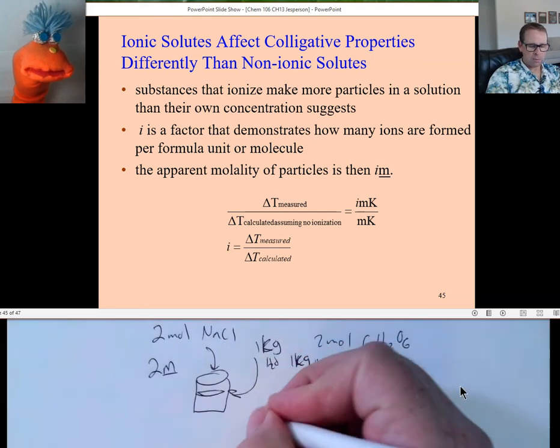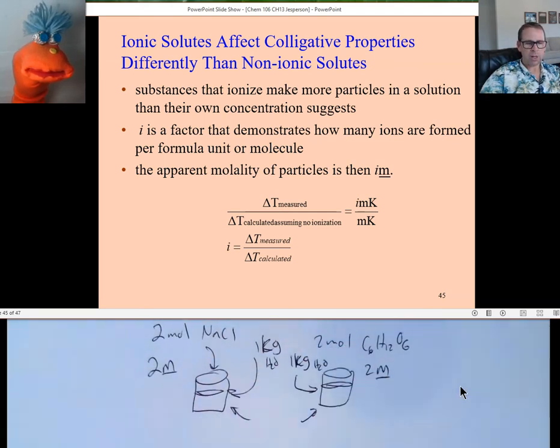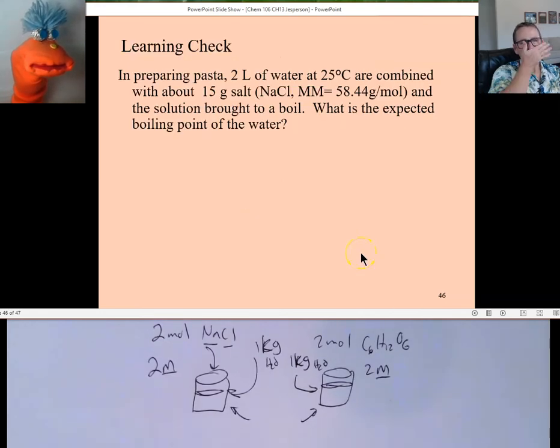Which one will have a higher boiling point? So I think what you're saying is the sodium chloride will, because there's 2 ions, sodium and chloride ions, right? Then that i value becomes 2, and you double the amount of actual solutes floating around. That's right. So let's see if we can solve these problems then.